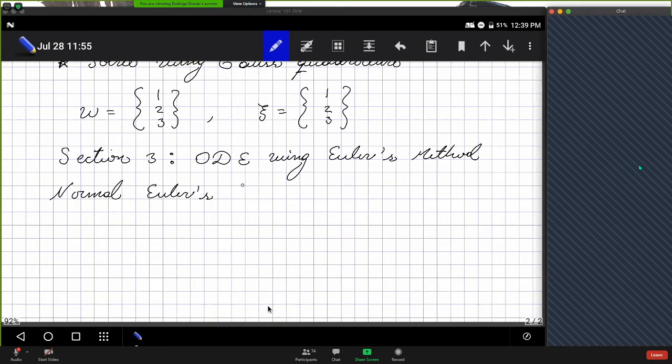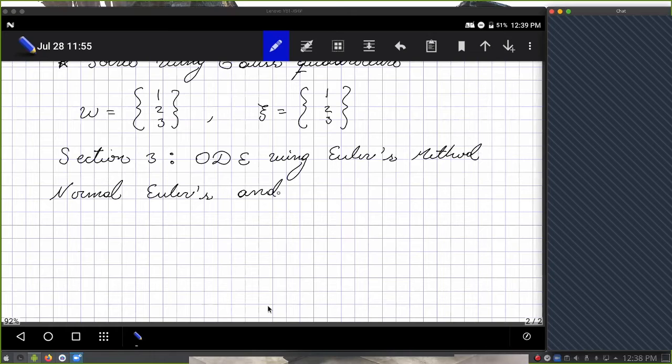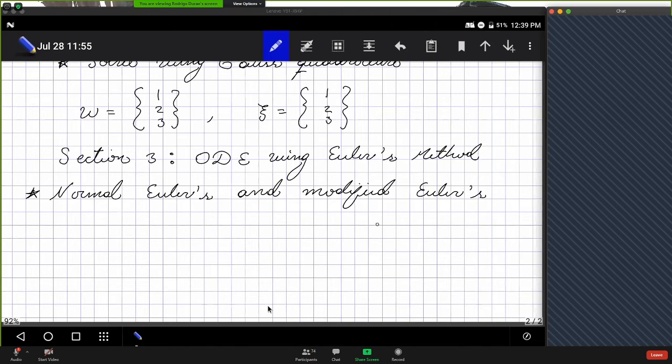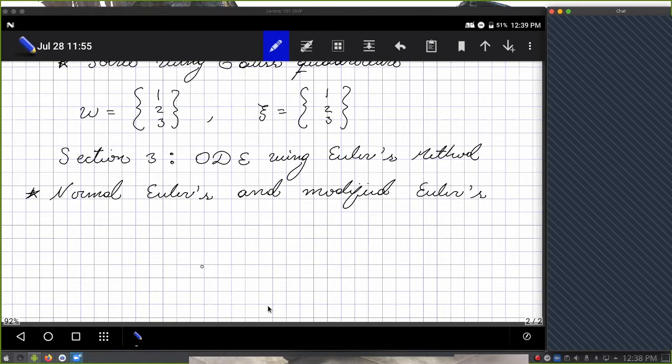Normal Euler's and modified. That's reviewing. So make sure you definitely know how to do normal Euler's and modified Euler's method. And that was the last question that I saw on the exam.